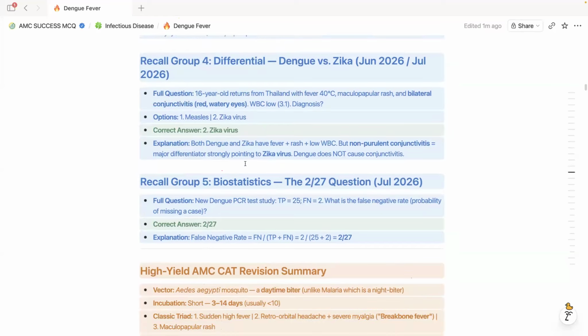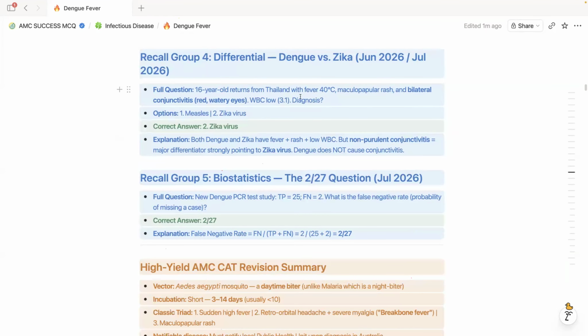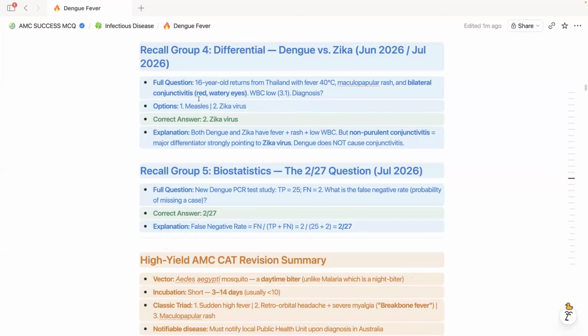The next step, a 16-year-old returned from Thailand with a fever of 14, maculopapular rash, bilateral conjunctivitis, red watery eye. These other things are very specific for dengue, but only this bilateral conjunctivitis, and WBC is also low. Here, you have to go with Zika. Why not measles here? Coryza and cough should also be in measles.